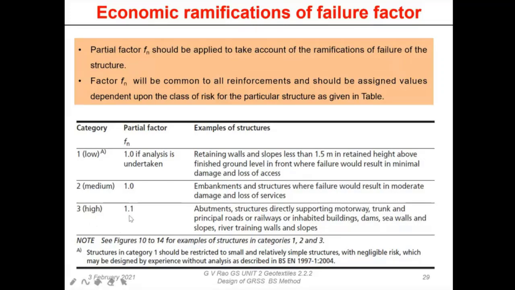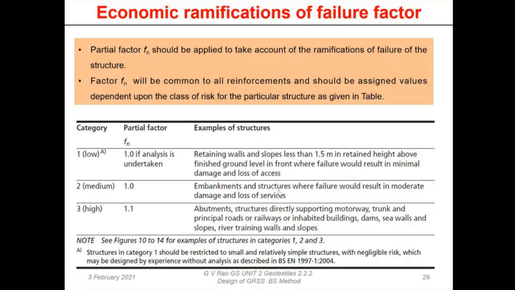So the factor is going to be 1.1. This factor is going to be used for every other factor of safety. That is very important. For other things, obviously low and medium, the factor is only 1. That means we are not going to multiply by this factor of ramification. Only here, if the structure fails, naturally we have to take additional precaution. So not only the height and other parameters, we have an additional factor when we are constructing these kinds of structures.